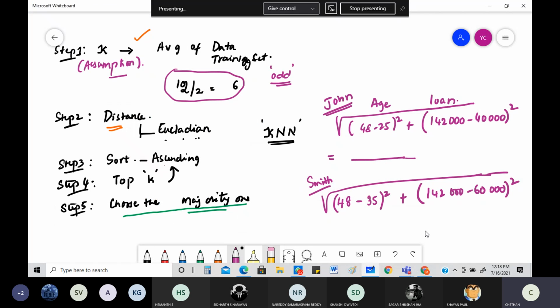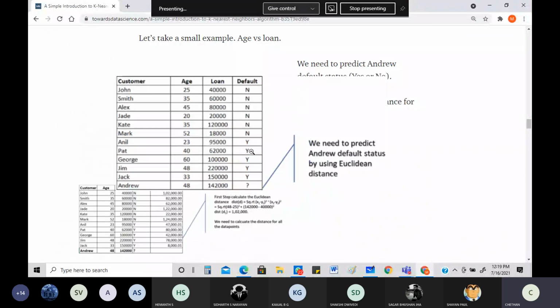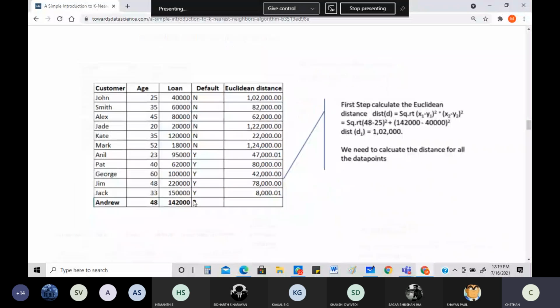Like this, we are going to figure out for each and every person, taking the value of your Andrew as common, the age and loan factor as common. Can I say very clearly that even the second step is fully done? I would have done all the distances and written them across my table. Very simple. Let me go back to that and you will get to see what I am trying to talk about.